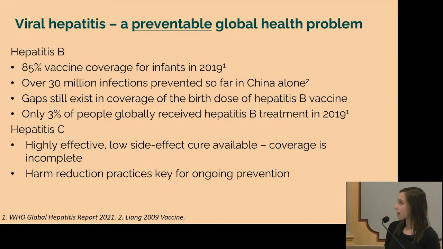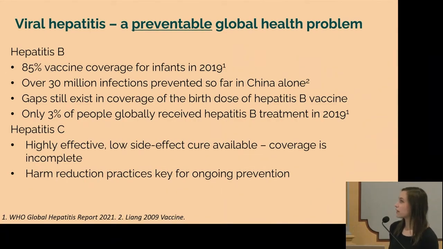But obviously there are still issues, so gaps still exist in coverage. There's still a gap in infant coverage, but also in birth dose. That coverage is only about 45%, so that's still an issue, particularly for maternal child transmission, and Nafisa will be talking more about that. But then the other issue is, as I mentioned, there's still over 300 million people living with chronic hepatitis B worldwide, and the vaccine doesn't obviously affect them. So for that cohort, it's more about getting access to treatment and care.